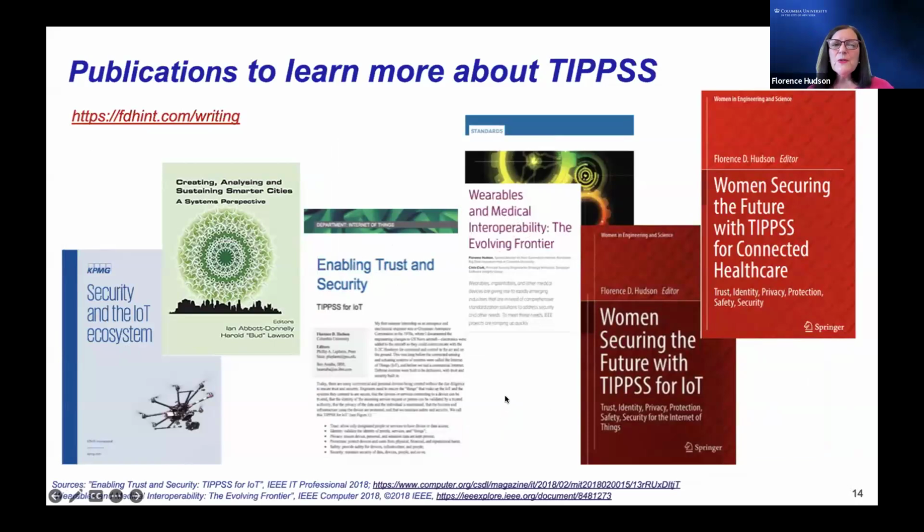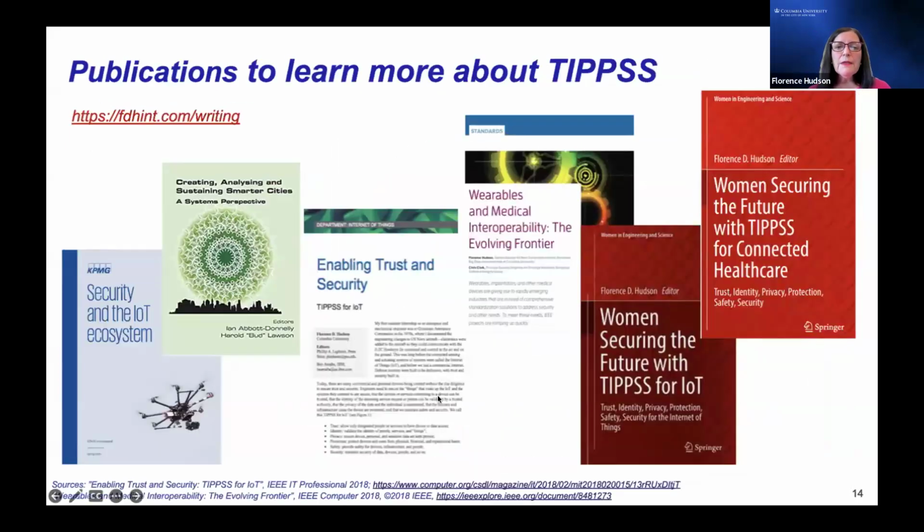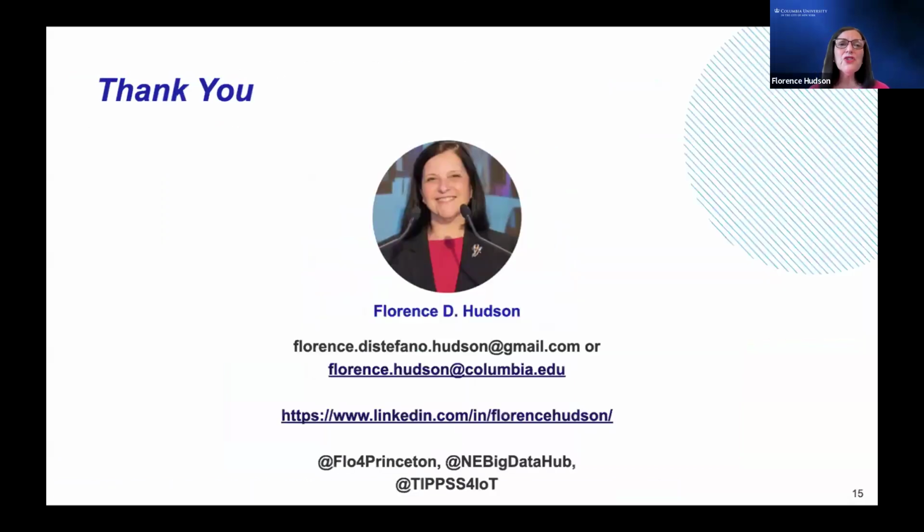And there are also some publications if you want to read about tips. There are some articles, Security in the IoT Ecosystem. I mentioned that briefly with the 2015 quote from me when I was still at IBM. Another one in smart cities, creating, analyzing, and sustaining smarter cities. And there's a tips chapter in there, as well as a couple of IEEE articles, enabling trust and security, tips for IoT, wearables and medical interoperability, the evolving frontier, and we have a couple of Springer books as well. So that's what I wanted to share with you today.